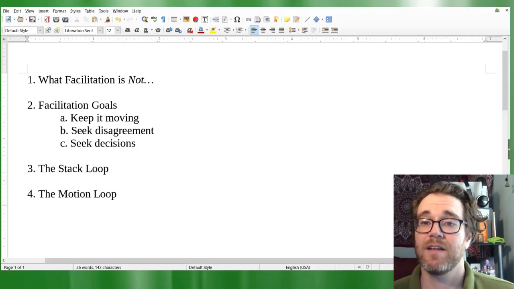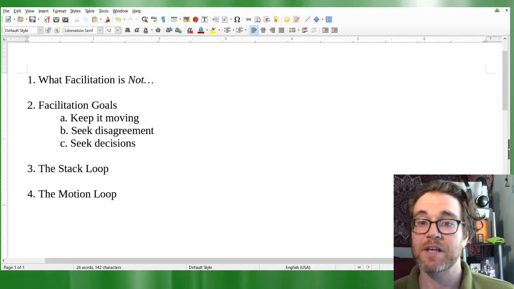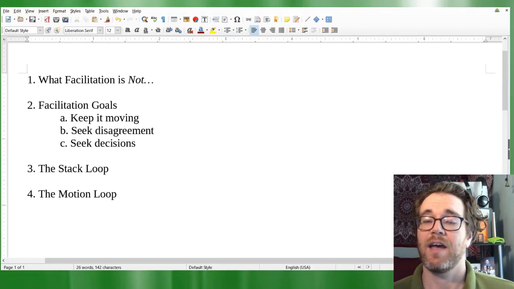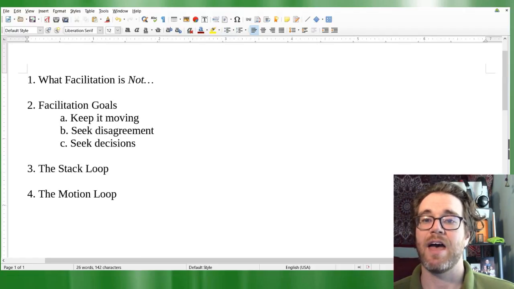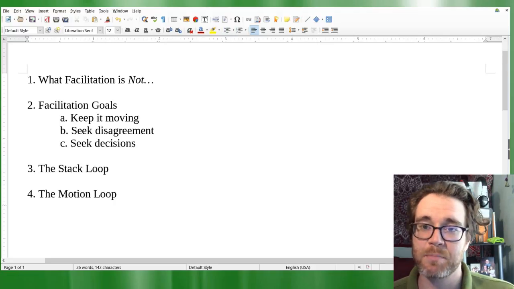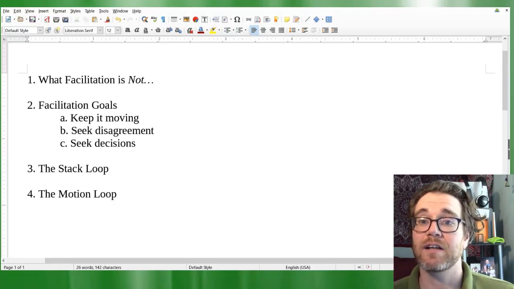So that is the stack loop of opening the stack, gathering names for the stack, moving on to the next person in the stack, and then thanking them for their participation, and then moving on to the next person, and then periodically asking if there's anyone else who would like to join the stack.